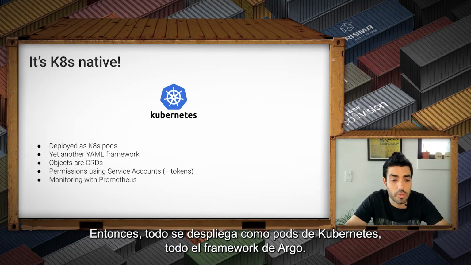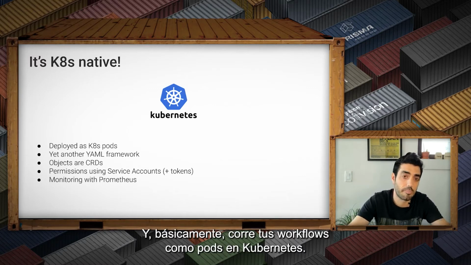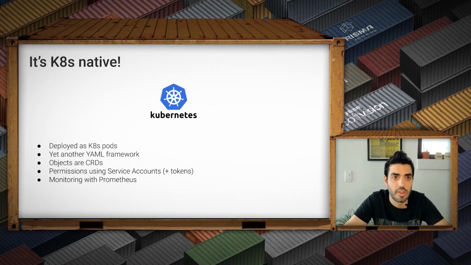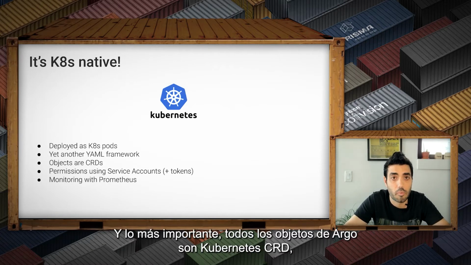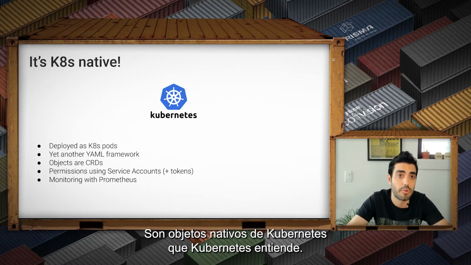The whole Argo framework is deployed as Kubernetes pods, and it runs your workflows as pods in Kubernetes. All templates are defined as YAMLs, the same way you define your Kubernetes templates. And most importantly, all the Argo objects themselves are Kubernetes CRDs, meaning custom resource definitions. They are native Kubernetes objects that Kubernetes understands.